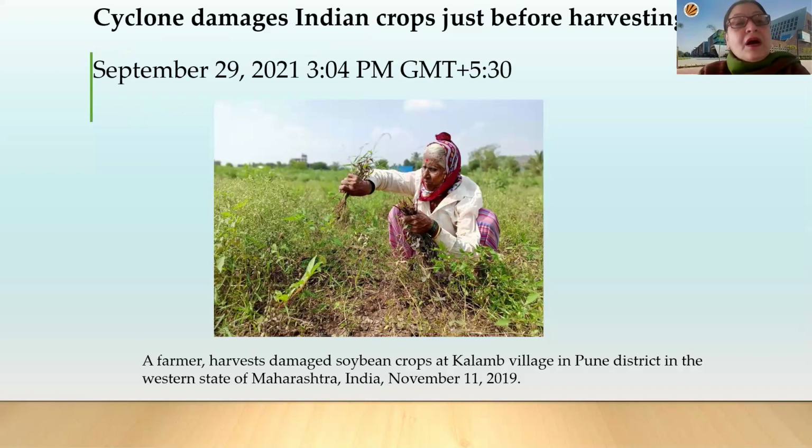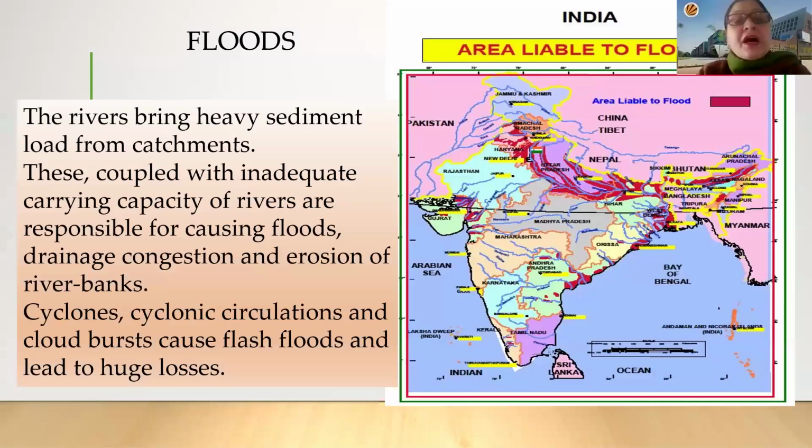How do floods occur? High intensity rainfall, sometimes drainage congestion in the areas, erosion of the river banks, heavy sedimentation in the rivers due to the soil load or the garbage load in the catchment area. These can cause flooding in the river sides or the rivers. And cyclones, cyclonic circulation, and cloud bursts cause flash floods and lead to huge losses.